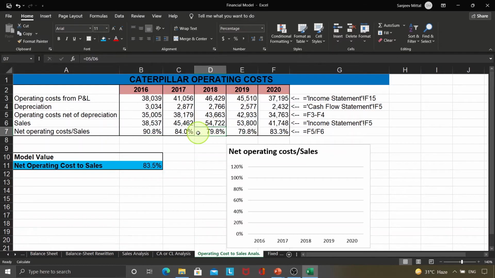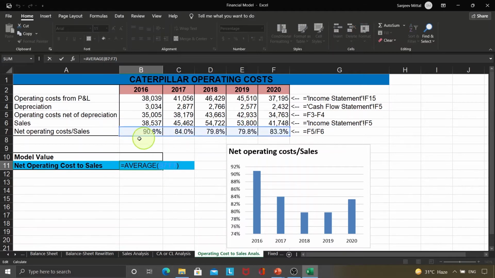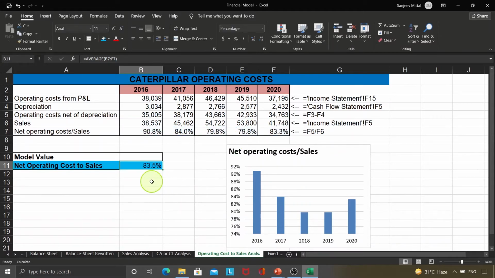After applying this pattern, we can see that our net operating cost to sales ratio is consistent over the period, which means that this is near 90.8%, 84%, 79.8%, and near about this particular range. So simply we can take the average of our net operating cost to sales ratio for all the 5 periods. So we can see that it's 83.5% right now. We shall use these ratios and calculations while finally we shall prepare our final financial model.